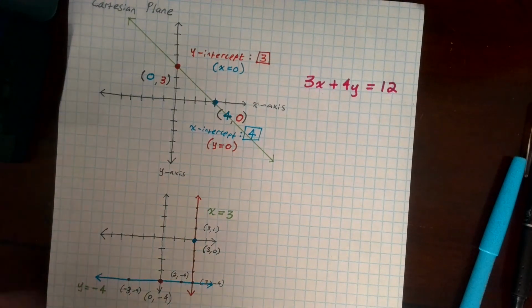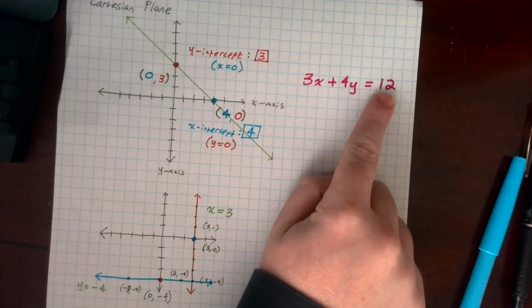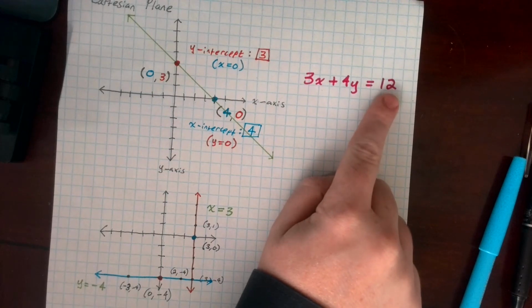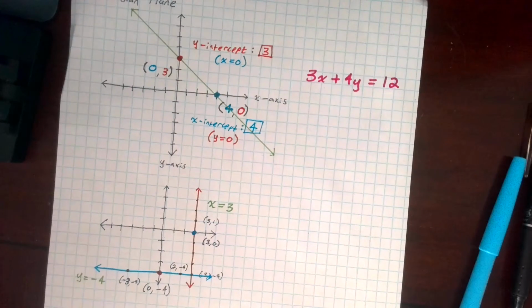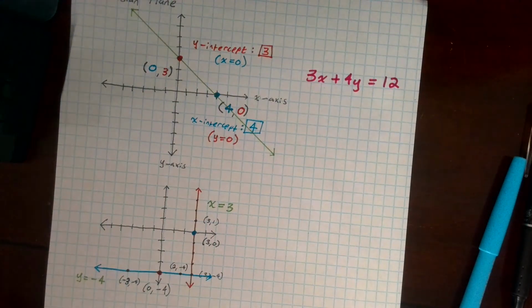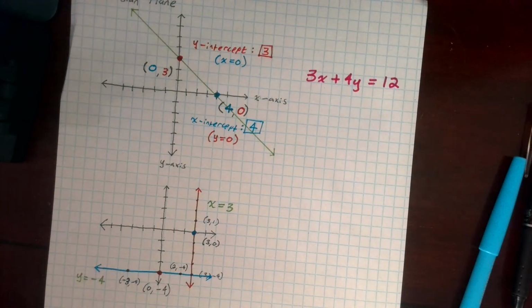The other thing to keep in mind is this 12. Some keen-eyed viewers might recognize that this 12 might have come from multiplying our 3 and 4 together. We'll talk about that in a second, but that is absolutely correct. Again, you won't be asked to find an equation in standard form from a line. You're going to be asked to do quite the opposite, which is to draw out the line based on the standard form.